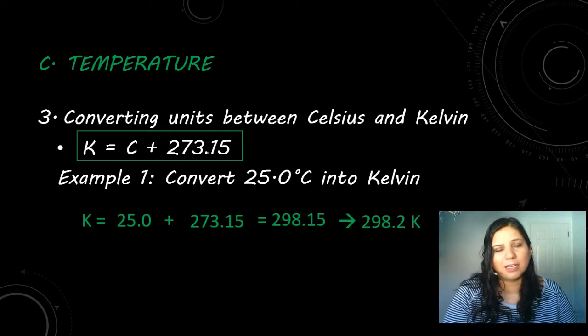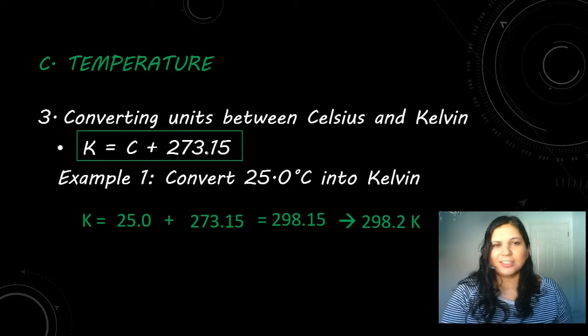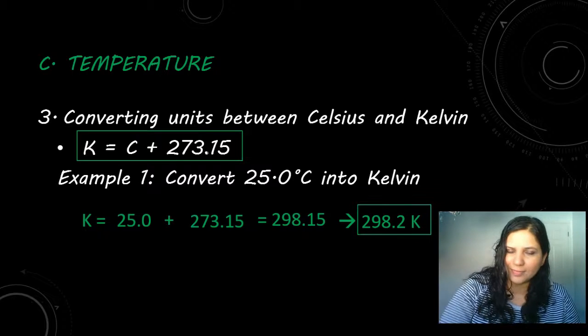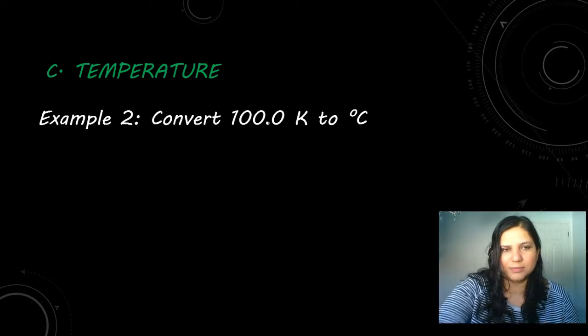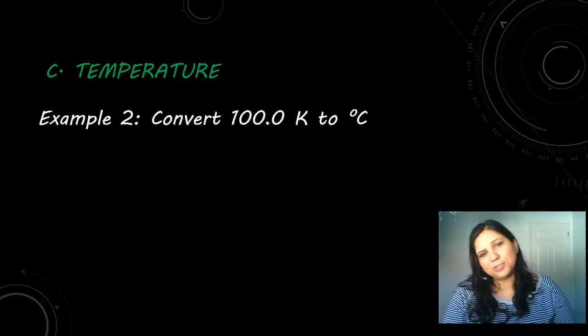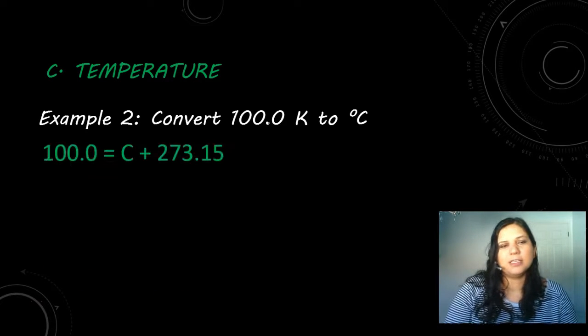Notice there is not a degree symbol next to that. Please don't make the mistake of putting degrees Kelvin. Unfortunately, it's degrees Celsius, it's degrees Fahrenheit, but it's not degrees Kelvin. So there's my final answer. No degree symbol. All right, we'll do an example going the other way, going from Kelvin to Celsius. Pretty easy. Here we go.